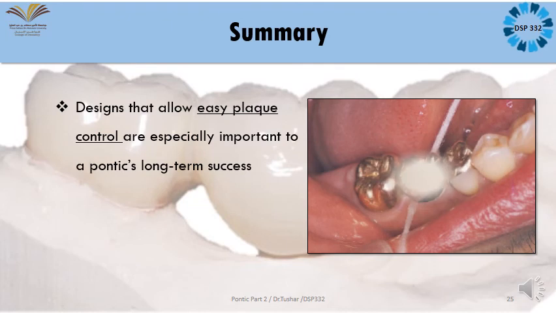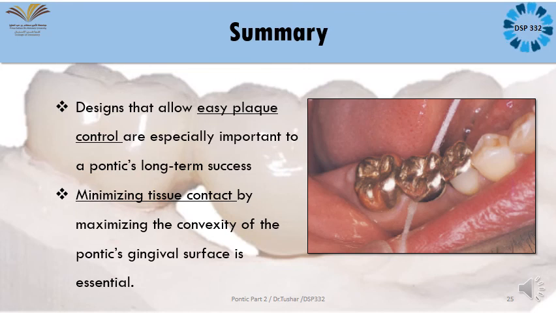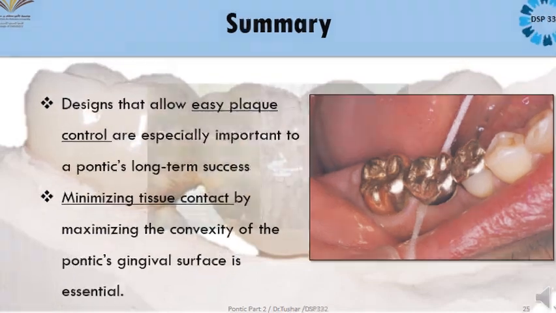Now coming to the summary, designs that allow easy plaque control are especially important for a pontic for the proper success of that particular fixed partial denture. This pontic design is the most important criterion for the success of a fixed partial denture. Minimizing the tissue contact by maximizing the convexity of the pontic's gingival surface is very essential because that will also increase the strength of your connector. So that is the beauty of different designs of your pontic. So you have to select it.